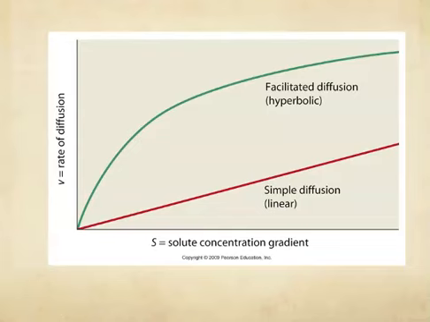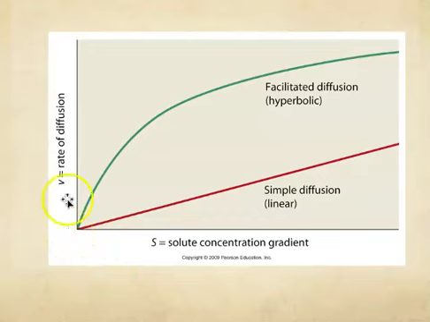Let's take another look at this graph that we looked at when we were discussing simple diffusion. Now let's take a look at the green line, because it turns out while simple diffusion and facilitated diffusion share a lot of things in common, they have different kinetics. Remember, on the x-axis of this graph, we're looking at the concentration gradient getting bigger and bigger and bigger as we go from left to right.